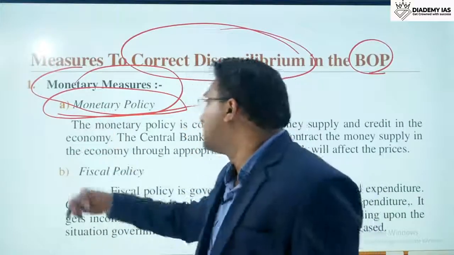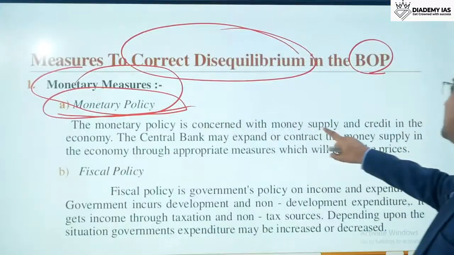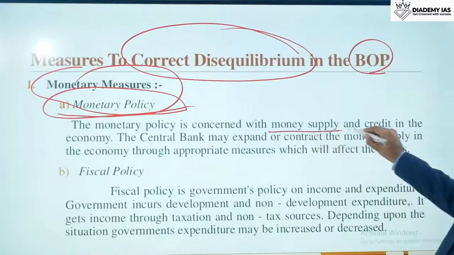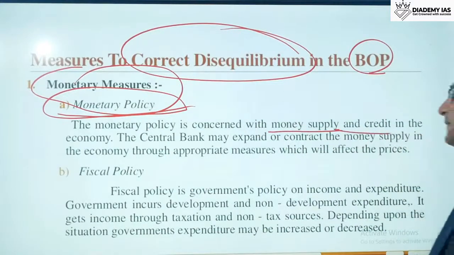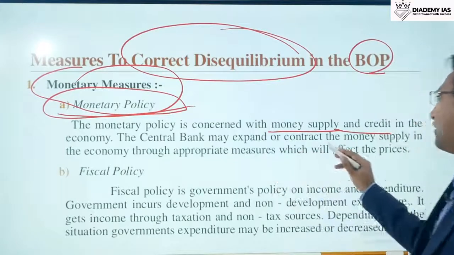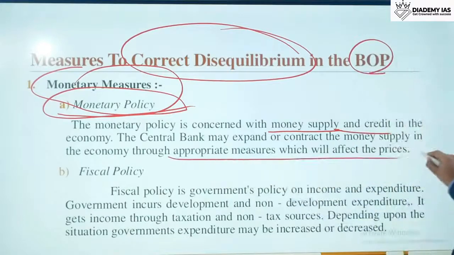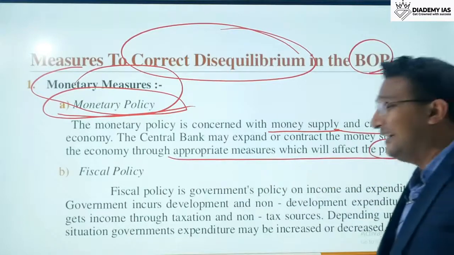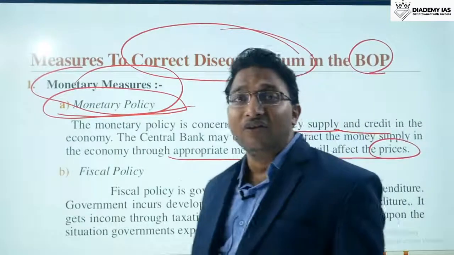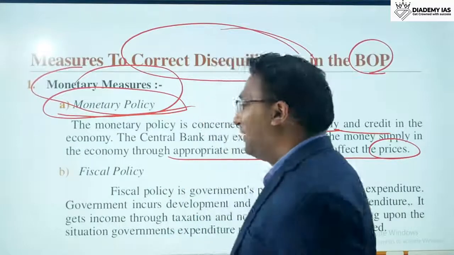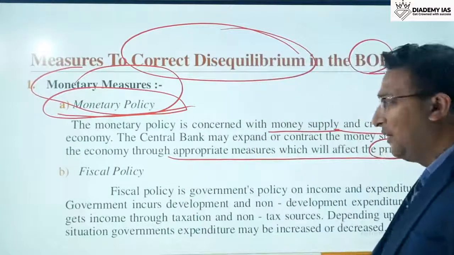Therefore, the monetary policy is a concern with money supply. So this can control the money supply and credit in the economy. The central bank may expand or contract the money supply in the economy through appropriate measures, which will affect the prices. And if the prices are decreased, our exports become competitive and we can increase the export and BOP deficit can be controlled.